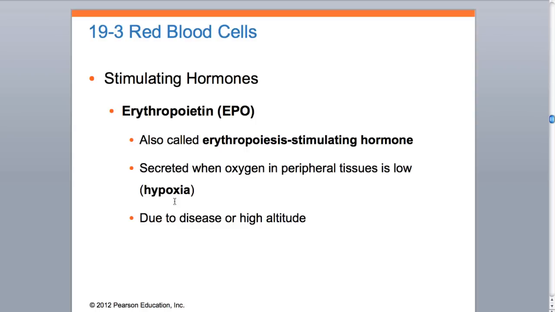The term hypoxia means not having enough oxygen at the tissue level. Now, do not confuse that with anemia. Now, anemia has two causes. The first cause is not having enough red blood cells to begin with. So if you don't have enough red blood cells, you're going to be anemic. But you can also be anemic even if you have enough red blood cells because, say, we don't carry enough oxygen per red blood cell.